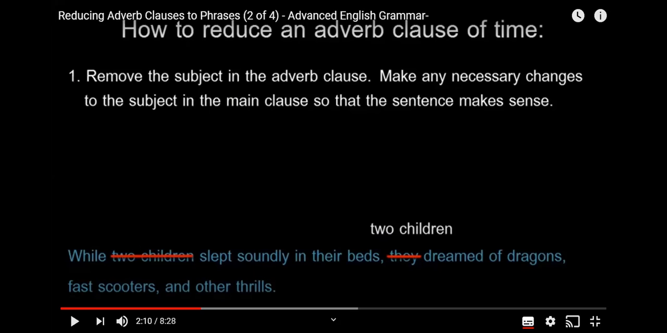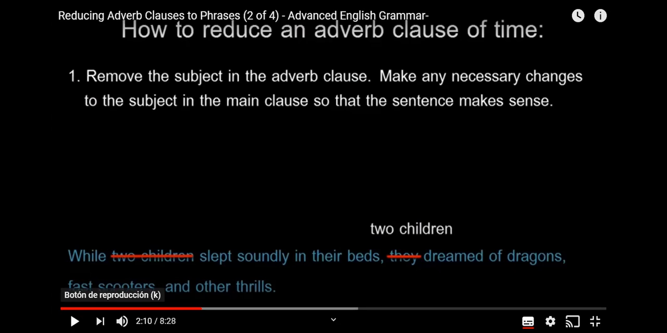Entonces, mientras los dos niños dormían placenteramente en sus camas, they dreamed. Ellos soñaron de dragones, fast scooters. Usted sabe que es un scooter. You know what a scooter is, right? It's like a skateboard with a handle. Scooters and other thrills. Okay, very good. So that's how you reduce.